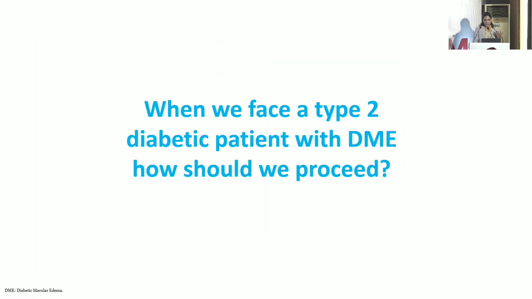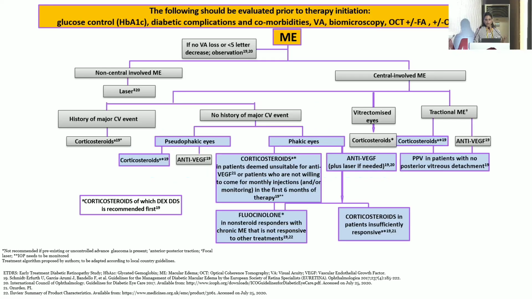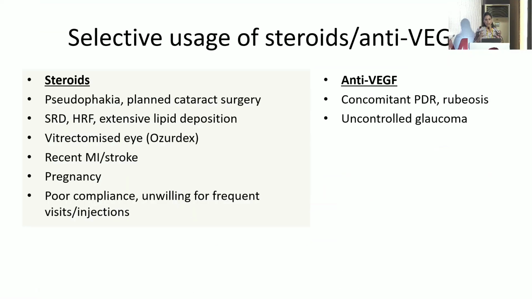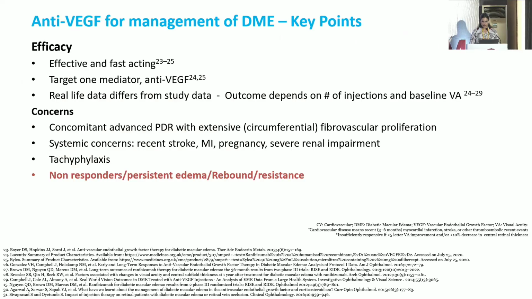So how do we proceed when we face a type 2 diabetic patient with DME? This is a very good flow chart which summarizes how we should consider the management of such a patient. To simplify it, steroids should be considered as first line in a pseudophakic patient, if cataract surgery is planned, if there is a central serous retinal detachment, hyperreflective foci, extensive lipid deposition, a vitrectomized eye, recent history of MI or stroke, pregnancy, and if there are chances of poor compliance and the patient is unwilling for frequent injections. Anti-VEGF should be considered if there is concomitant PDR, rubeosis, or uncontrolled glaucoma.